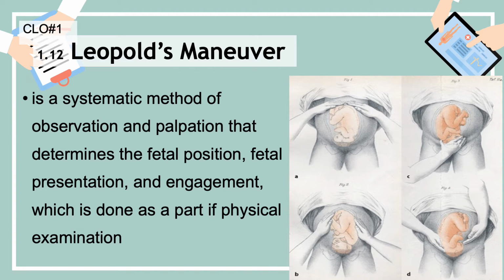Next is Leopold's maneuver. This is a systematic method of observation and palpation that determines the fetal position, fetal presentation, and engagement, which is done as a part of physical examination. So with correct assessment and findings, it can indicate whether the delivery would be complicated or if the mother would need to undergo cesarean delivery.